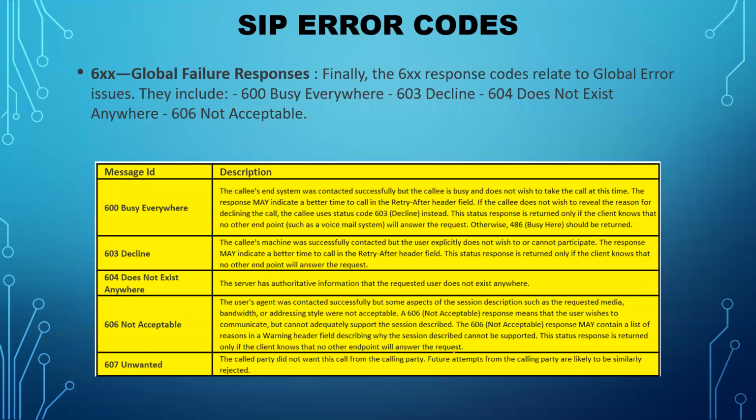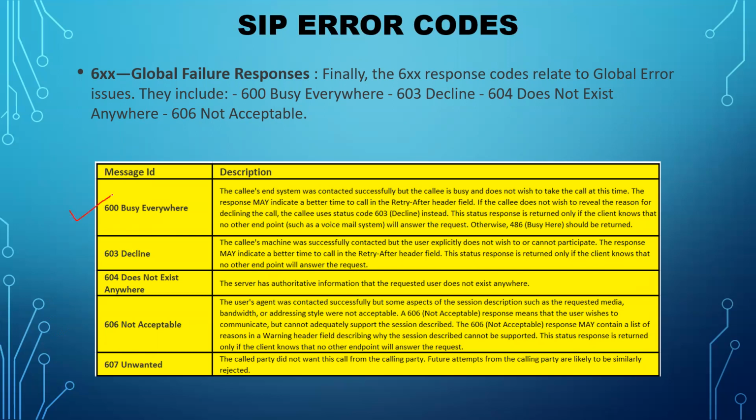Then we have the last one, that is 6xx global failure responses. Finally, the 6xx response code is particularly related to global errors. It's a global issue. It's not internal, it's not with any one of the servers, it's global. Here we are going to discuss 600 busy everywhere, decline, doesn't exist, not acceptable, and unwanted also.